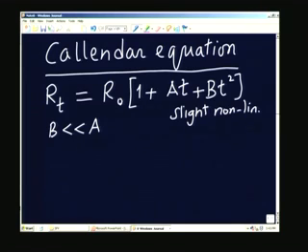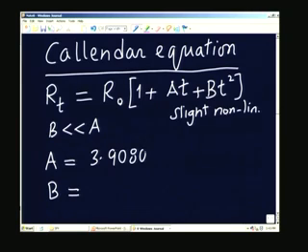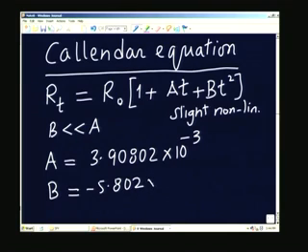And in fact, the internationally accepted values for A and B are given here. The value of A is 3.90802 into 10 to the power of minus 3, and B value is minus 5.802 into 10 to the power of minus 7. And obviously, B is very small compared to A, because you can see this is 10 to the power of minus 3, this is minus 10 to the power of minus 7, there is a big difference.